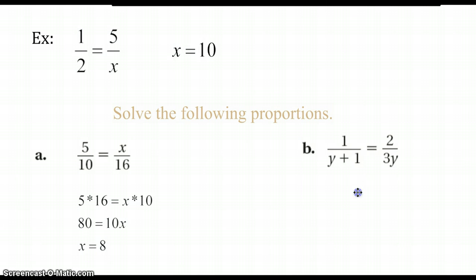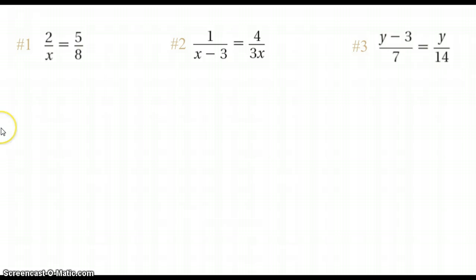Be careful in the next one. When we cross multiply, it's 3 times 1y, 3y times 1, and then it's 2 times the quantity y plus 1. So yes, of course, we have to distribute. So it's 3y equals 2y plus 2, y is 2. And you could go check. Is 1 over 2 plus 1, which is 1/3, the same as 2 over 3 times 2, which is 6? So is 1/3 equal to 2 over 6, which is also 1/3? So yes, they're equal. Yes, we know we did it right. All right, pause the video, try these 3 on your own, and then I'll show you the answers when we're done.